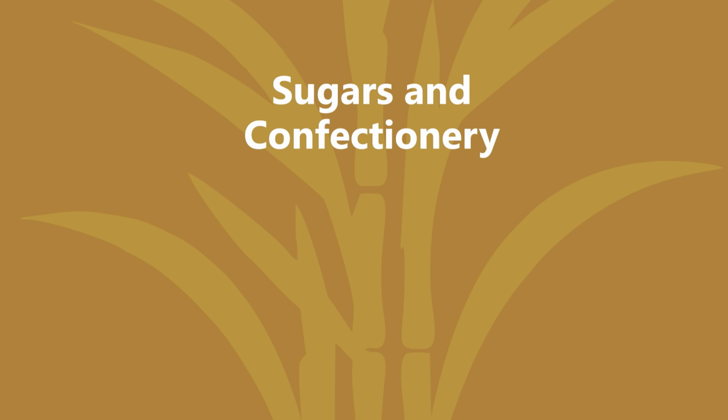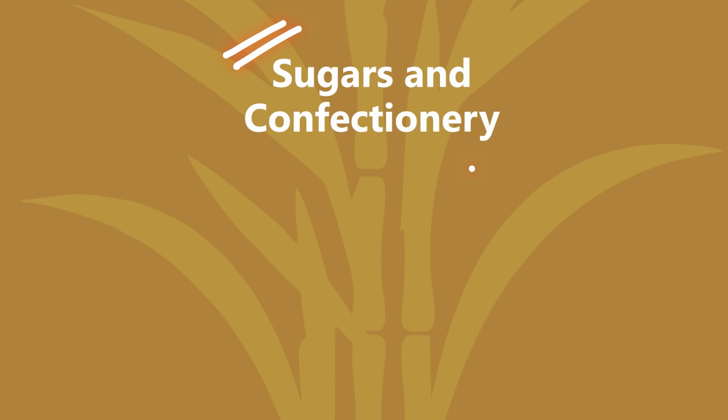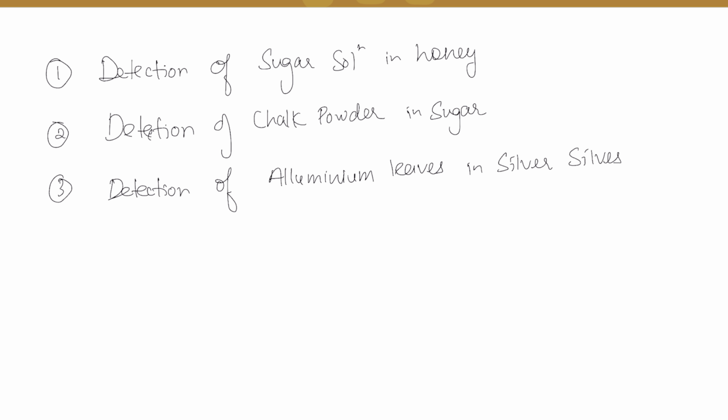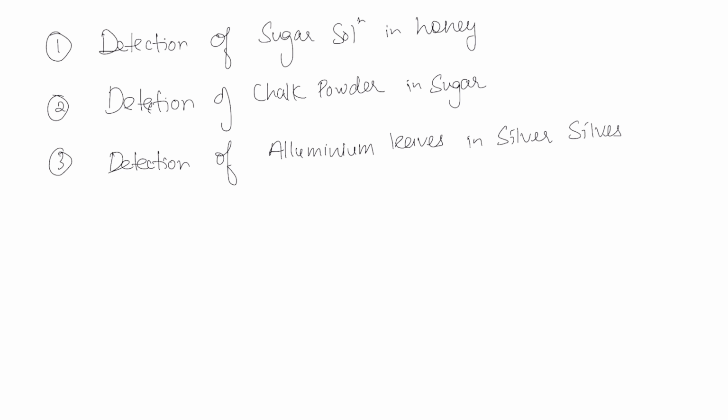The last point we are going to discuss in this video is sugar and confectionaries. So in this we will discuss the sugar, jaggery, and pitti sakar or pitti sugar. So there are three tests basically. The first one is detection of sugar solution in honey. So in this test we will take a glass with water in it, and we'll add honey into it.